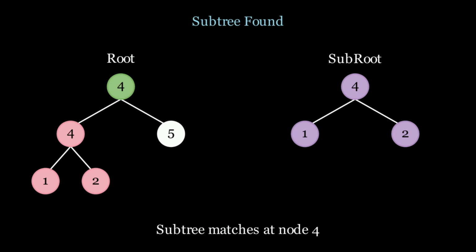Now, what's the time and space complexity of this? This doesn't seem that optimal, right? For every node in root, we need to scan the entire subroot in the worst case. And this is actually going to be an O of n times m time complexity algorithm, where O of n is the size of root and O of m is the size of subroot, because for each node, we need to scan the entire subroot. In this case, the space is just O of n, because in the worst case, we have O of n recursive calls on the stack when scanning the root nodes.